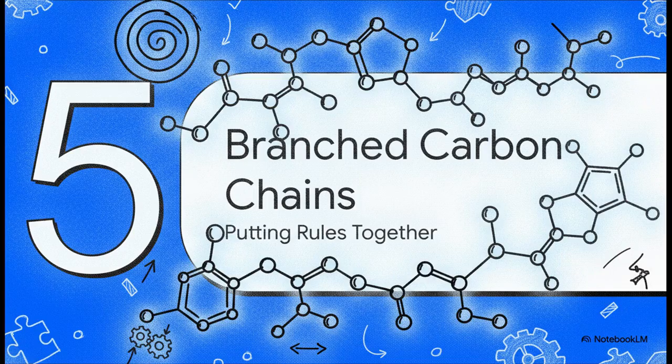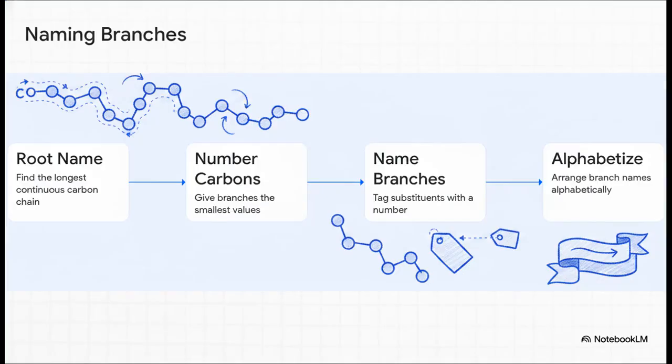Section 5. Cracking branched carbon chains, putting the rules together. Please do not let massive hyphenated chemical names freak you out. Seriously, they are just a set of instructions. Just follow these 4 systematic steps to decode exactly how a molecule is built.